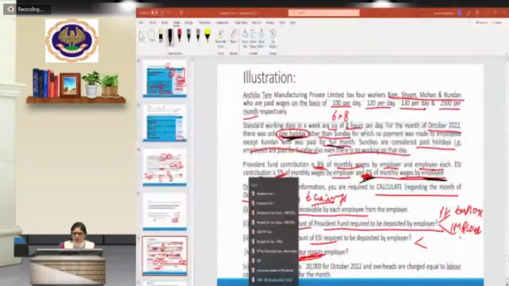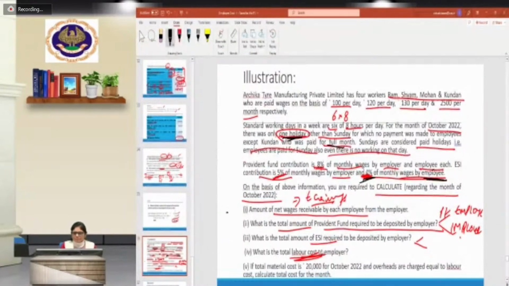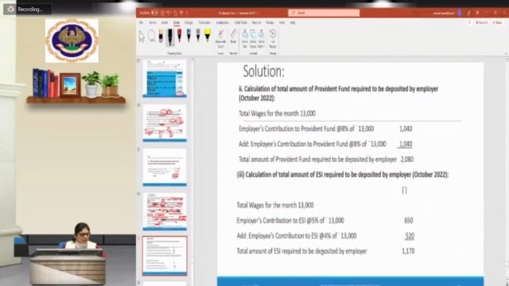So moving to the question again. Okay. Now the total amount of provident fund required to be deposited by the employer. This I can show you here. Any doubt in this question? Yes, 30 days for all except Kundan because he's paid for the month. The PF and ESI rate, you have to use whatever is given in the question. It will always be given in the question. So you don't have to assume, it's given in the question. Clear?